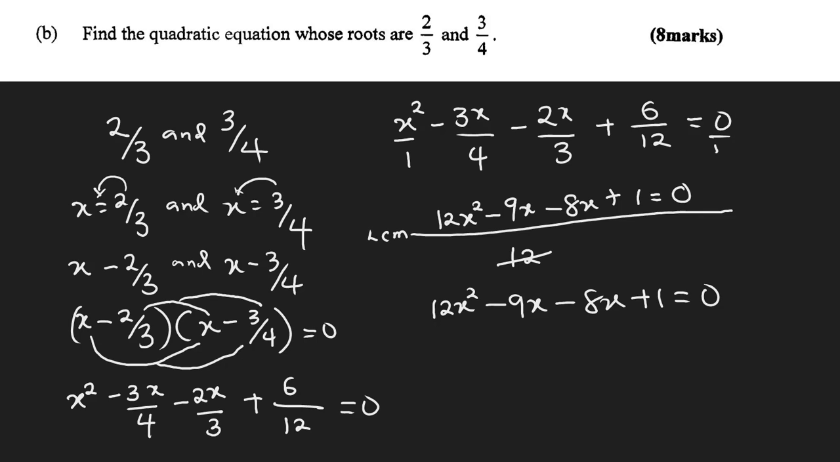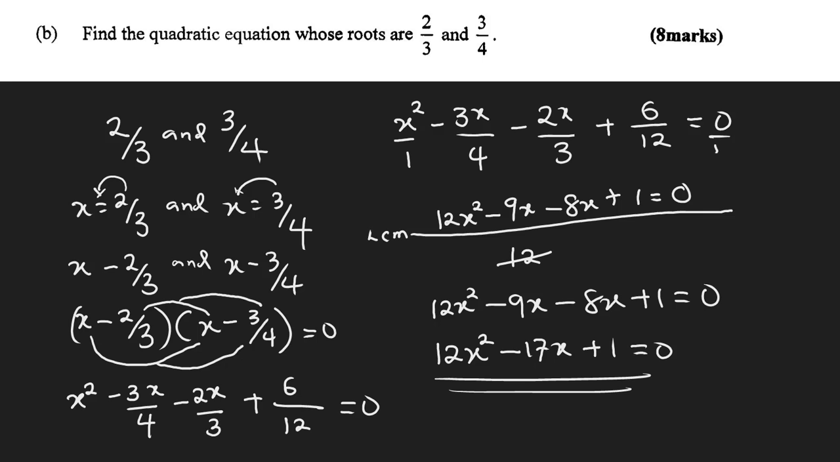So now you can see that these ones are apparently on the same path. So we're going to say this is going to be 12x squared minus 9 minus 8. Of course, minus 9x minus 8x is going to give us minus 17x. So we have minus 17x. Then we have our plus 1 is equal to 0. So this is the quadratic equation.